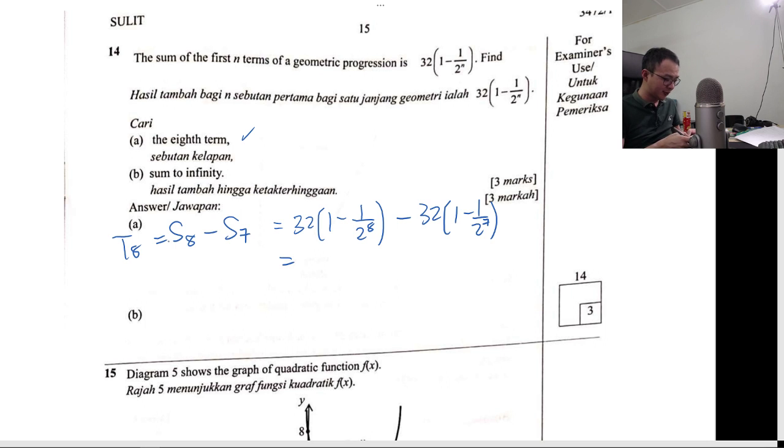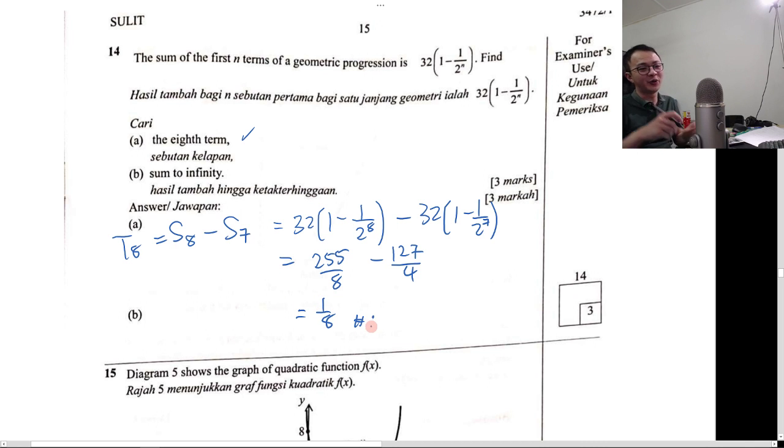32 multiply 1 minus 1 over 2 power of 8. The first one gives you 255 over 8. Minus the 2 power of 7 one, which is 127 over 4. So 255 over 8 minus the answer just now. Your final answer should be 1 over 8. This is how we get the T8 here.